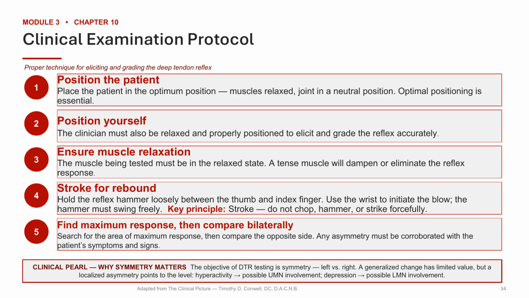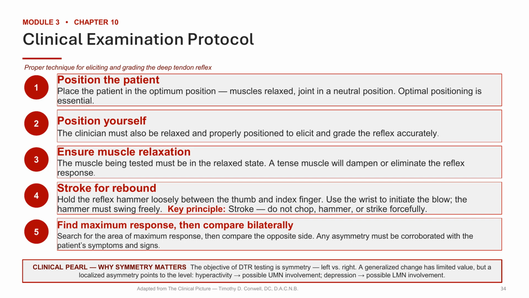Step 1. Position the patient. Muscles relaxed, joint in a neutral position. Optimal positioning is not a nicety. It is the precondition for a valid result. Step 2. Position yourself. This step is routinely neglected. The clinician must also be relaxed and properly positioned. You need a clear swing at the tendon and a clear view of the muscle you are watching. If you are reaching awkwardly across a bed rail, your force will be inconsistent and so will your findings.